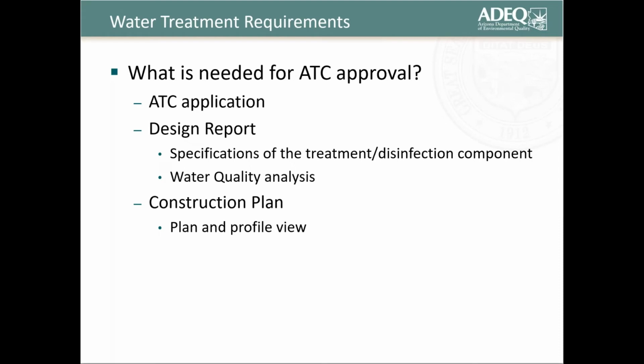And then construction plan, again, really looking at those plan and profile views. Some construction plans just take those manufacturer drawings and include them in their drawings and maybe add some components that we ask for. And then it is important to note that each treatment type may require more data or information than others. So usually the more documentation and details, the better.